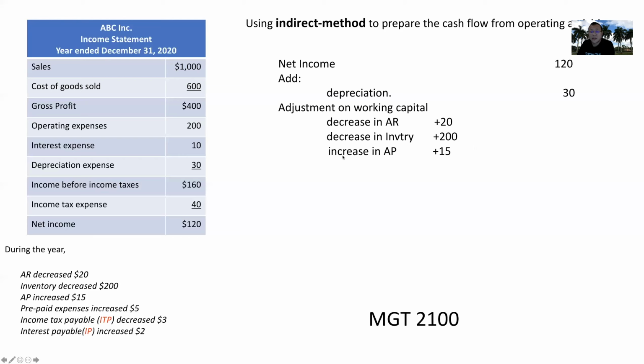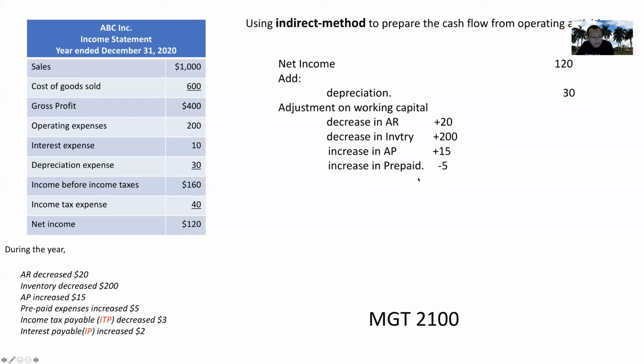Next, increase in AP. So your accounts payable liability balance increased by 15, that's going to help you save money, right? So when you made the purchase, instead of using cash, you used credit, you used accounts payable. So if your accounts payable balance increased by $15, you save $15 cash. That would help you to have a larger cash. So that increases cash by $15.